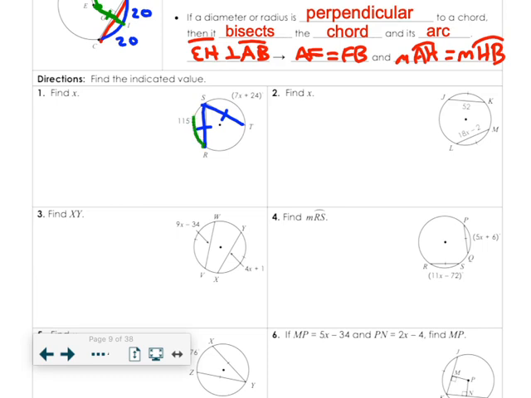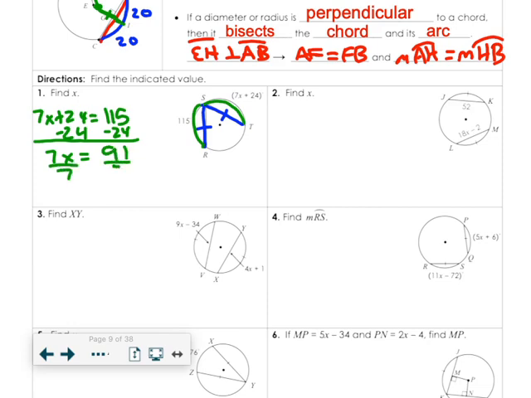So this 115 arc has to be equal to the 7x plus 24 arc. So I know I could write 7x plus 24 has to equal 115. We're going to solve this for x by subtracting 24 from each side. We're at 7x is equal to 91. Then we're going to divide both sides by 7. So x for this one has to be 13.